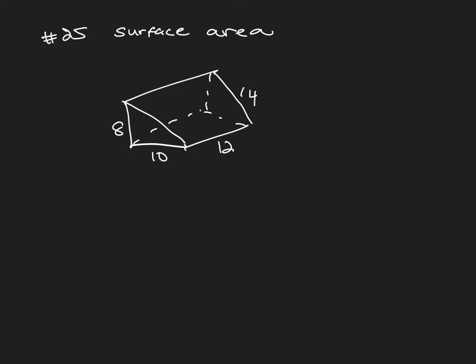All right, so for surface area, we're finding the area of all the faces, and then we're adding it up. So on a triangular prism, we're going to have a total of 5 faces. And we have 2 triangles, and then we have 3 rectangles. So the 2 triangles are going to be the exact same.